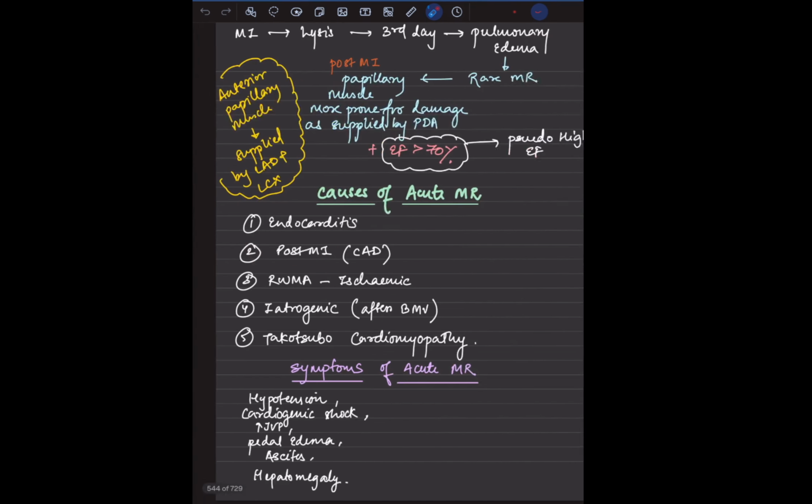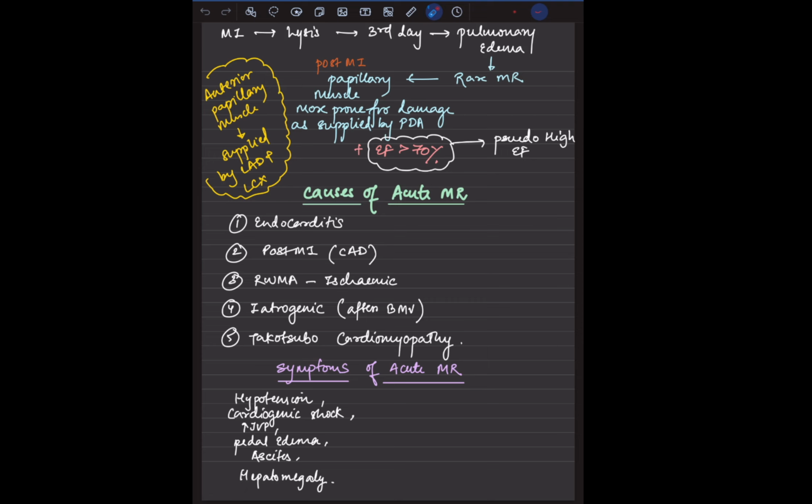After the MI, we have seen that on the third day, the patient suddenly goes into pulmonary edema. We lyse the patient after the MI occurrence, and then on the third day the patient suffers with pulmonary edema. So it is one of the rare causes of MR, mostly because of papillary muscle dysfunction. This is one of the MCQs, and it is more prone to damage.